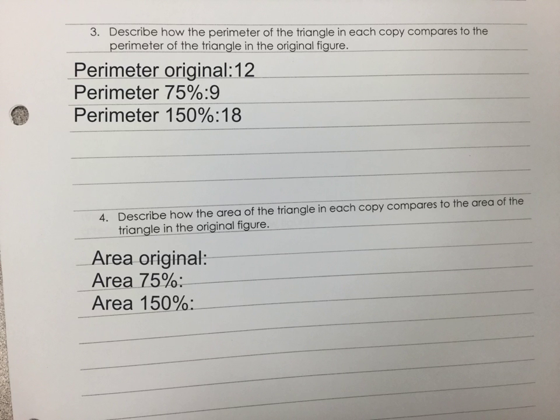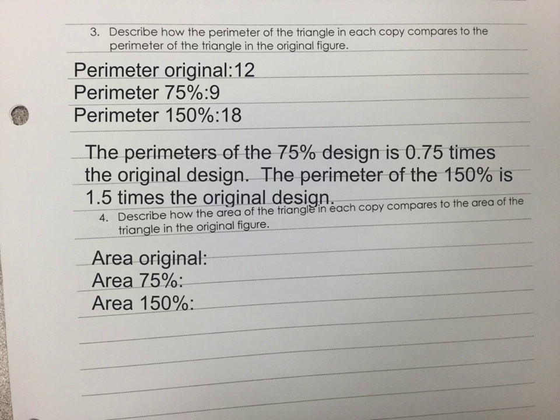Alright, so hopefully you got 12 for the original, 9 for the 75, and 18 for the 150. Now, how do each of those new ones, the 75% and the 150, compare to the original? So if you take those percentages and turn them into decimals and then multiply them by the original, you're going to find out that the perimeters have the exact same pattern that the side lengths did. The perimeter for the 75% one is 0.75 times the original, while the perimeter for the 150% one is 1.5 times the original.